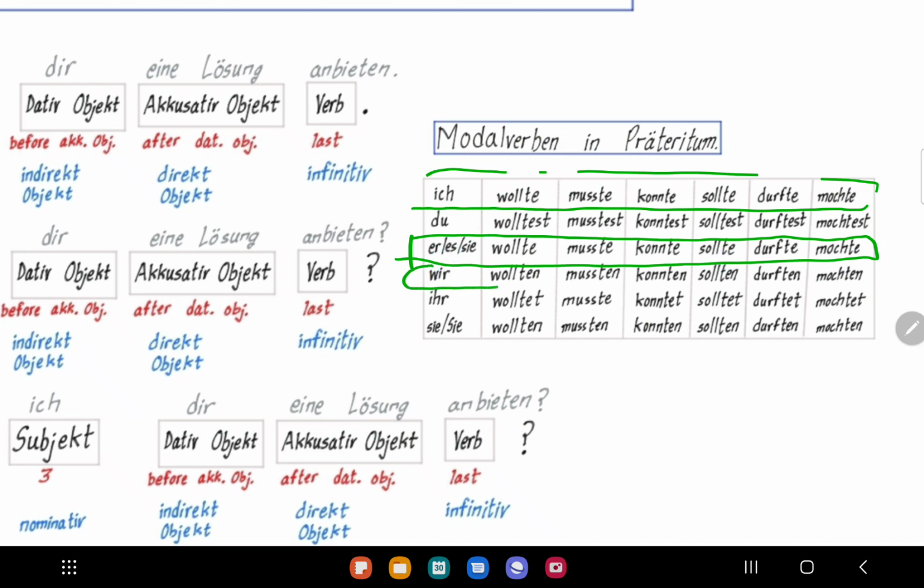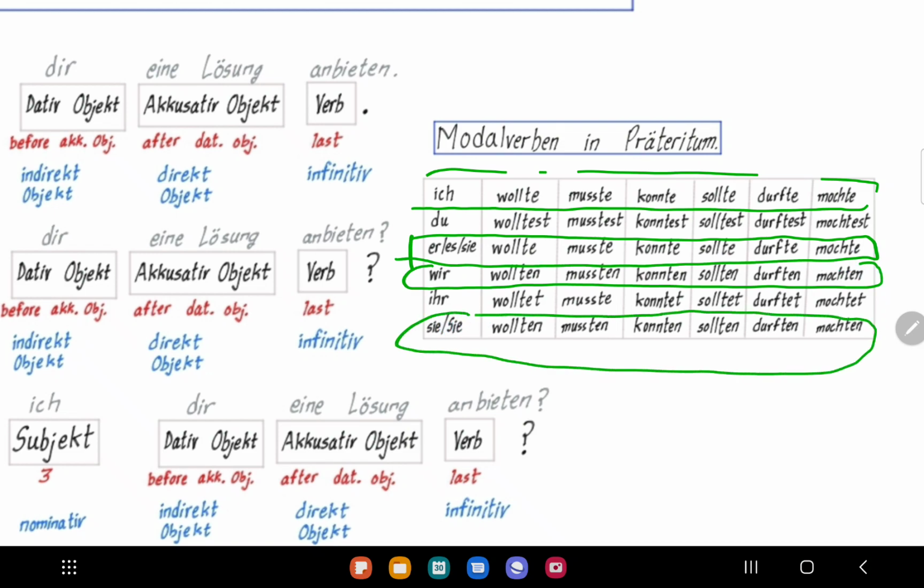Then if you know for wir, then you also know for sie. And is it that difficult to remember? So wollten, mussten, konnten, sollten, durften, mochten. No, it's not that difficult, right? So you have wollen, you add t, wollten. You have müssen, you remove the umlaut and add t, mussten. You have können, so you remove the umlaut from o and add t, konnten.